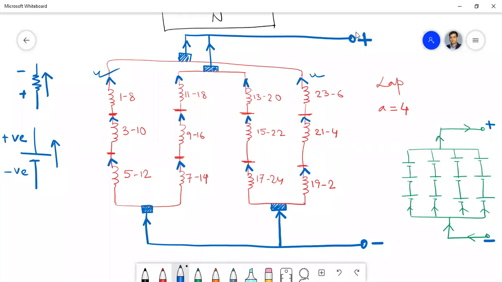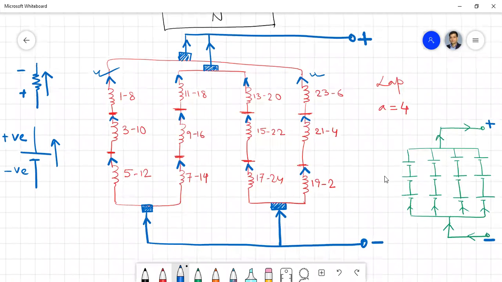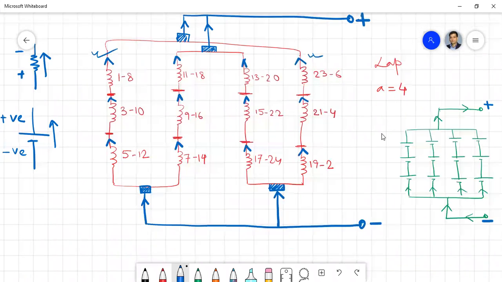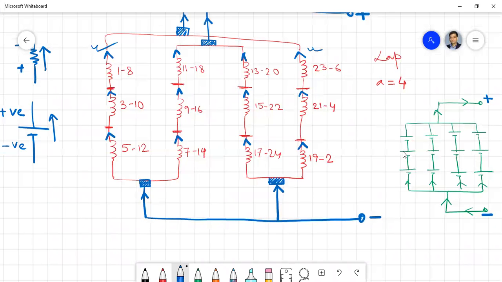Sir, can you explain this once again? Which point? Sir, I am trying to. Okay, you see the polarity, the load.